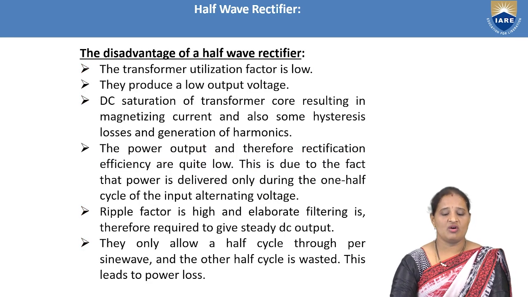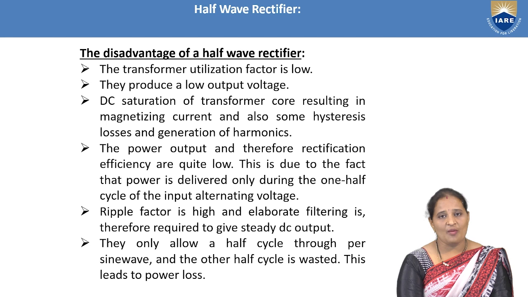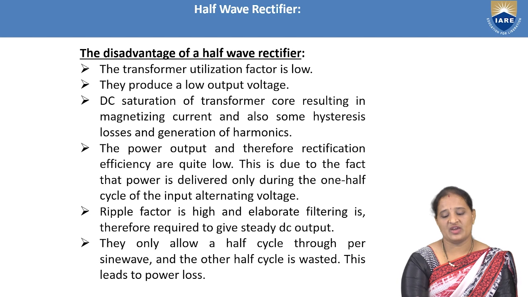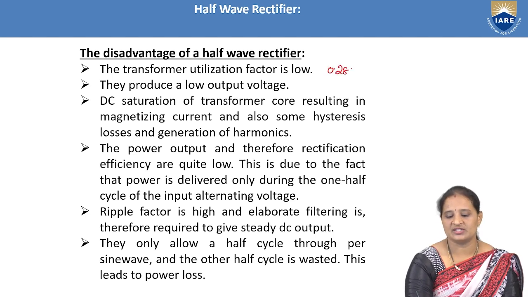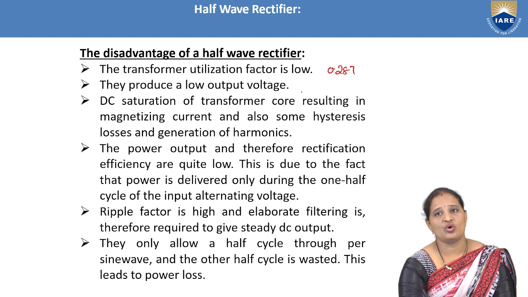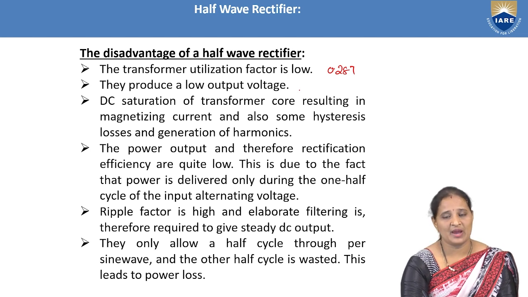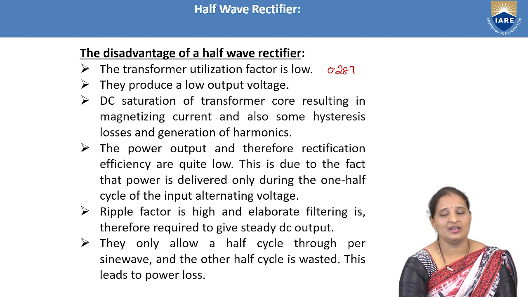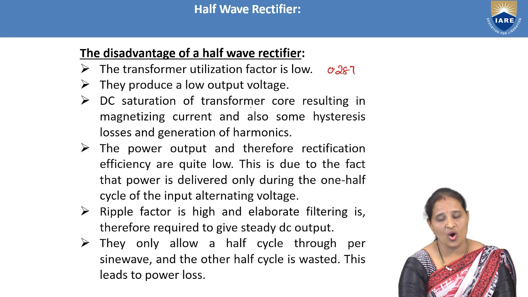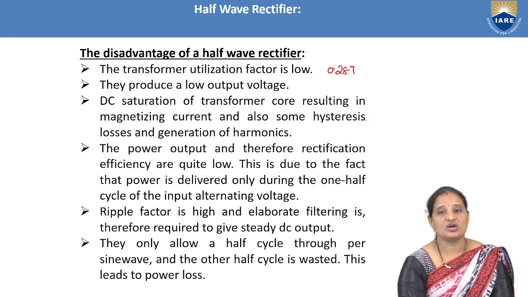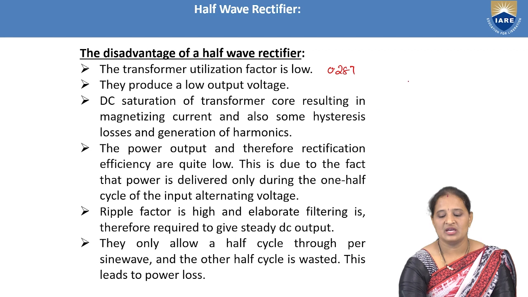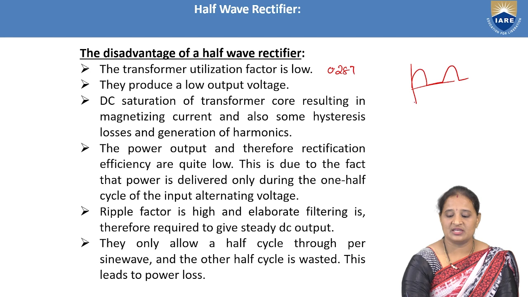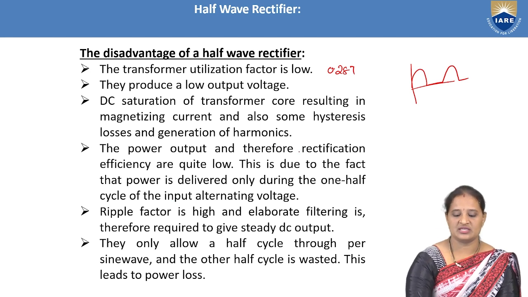Now coming to the drawbacks of half wave rectifier. The drawbacks that we have observed here are: the transformer utilization factor is very less, that is 0.287, and it produces a low DC output voltage which is Vm by pi, and DC saturation of the transformer core resulting in magnetizing current and also some hysteresis losses, and generation of harmonics. As the output contains harmonics, it is a disadvantage.